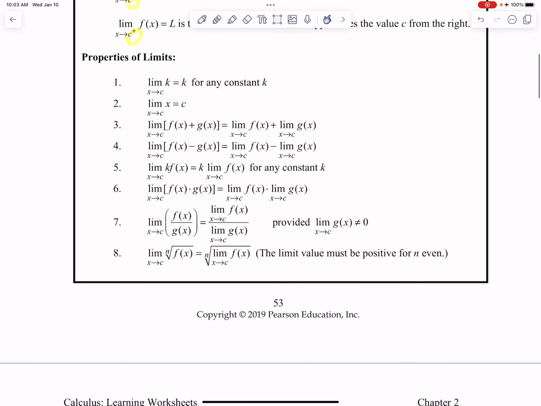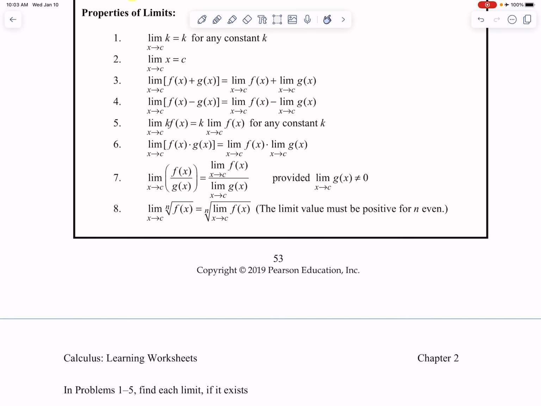Here are our different properties. We can see 8 listed here. The first one is if we take the limit of a constant, our answer is a constant. So as I get closer to 5, my answer is 5. Pretty straightforward. The limit of x as x goes to c is just going to be that value c. So if I'm taking the limit of x and I want x to go to 1, then my limit is going to take me to 1.